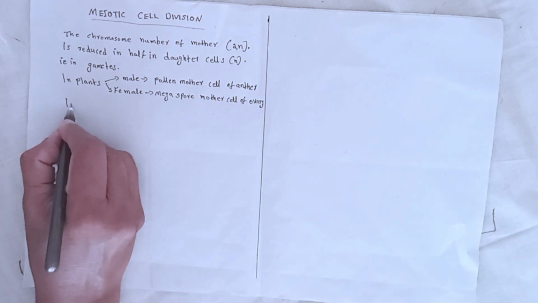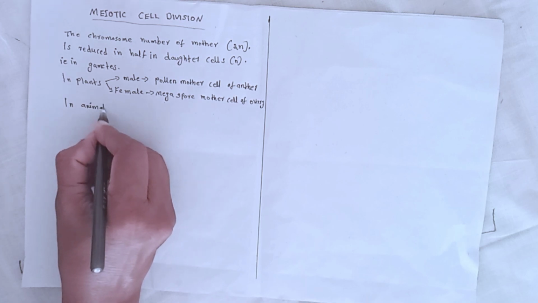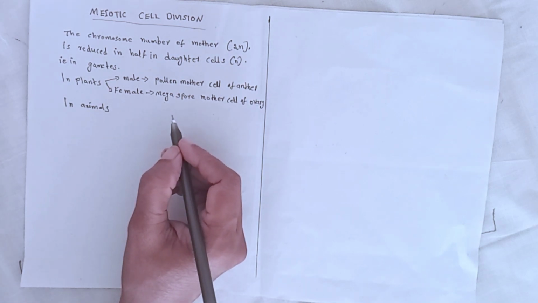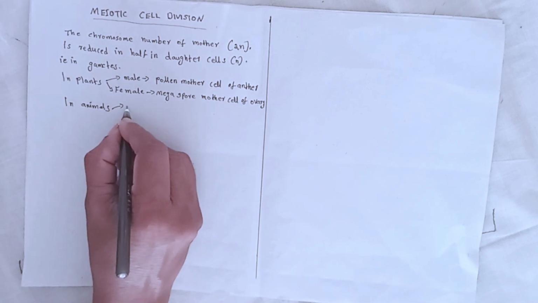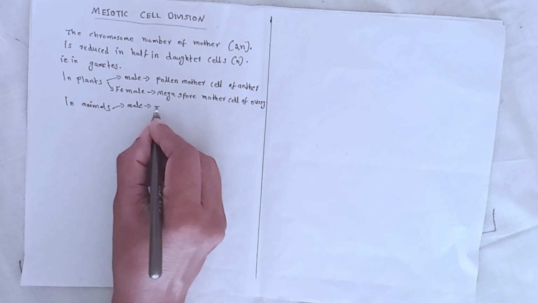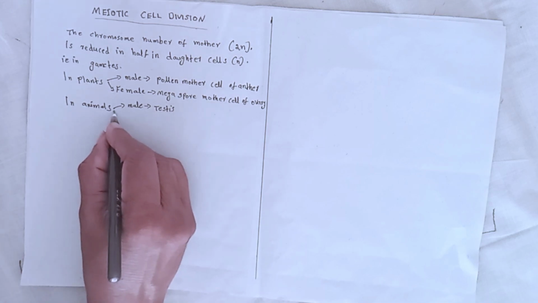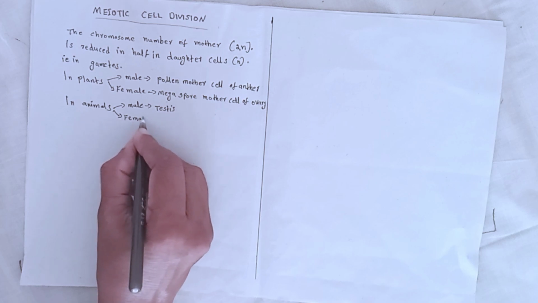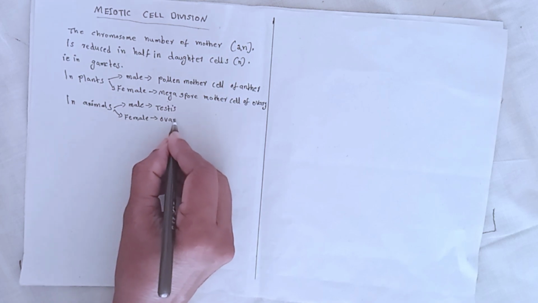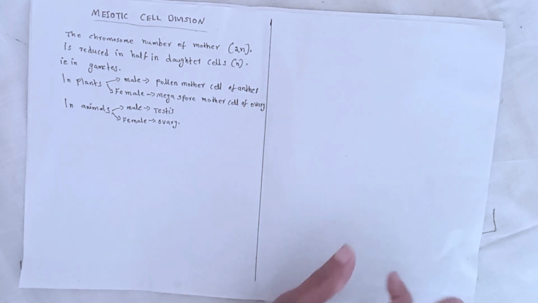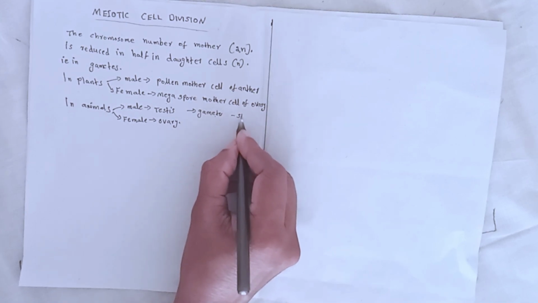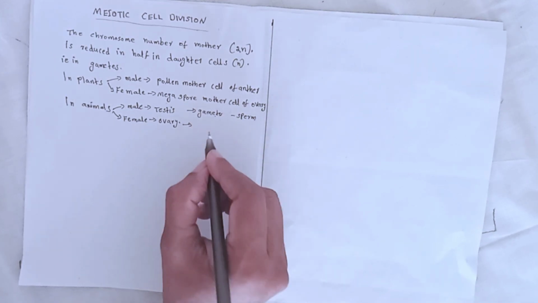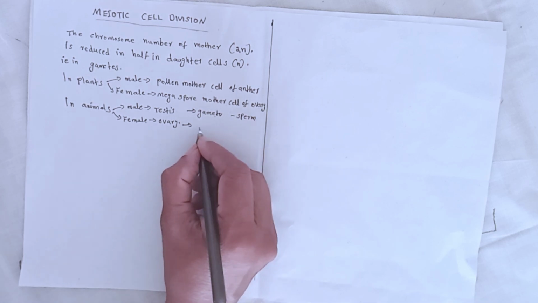In case of animals, the reduction division or meiosis occurs in the testis in case of male and the ovary in case of female. The male gametes are sperm, and the female gamete is the egg cell.